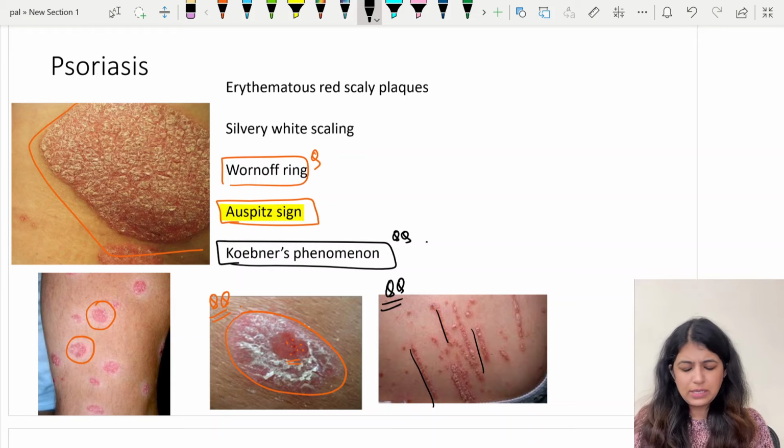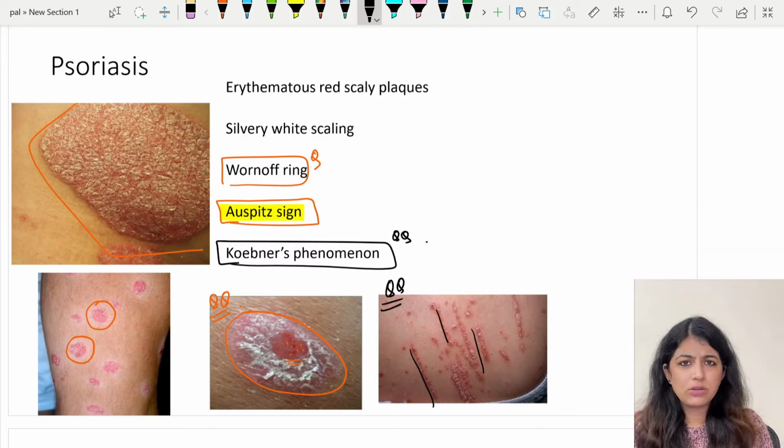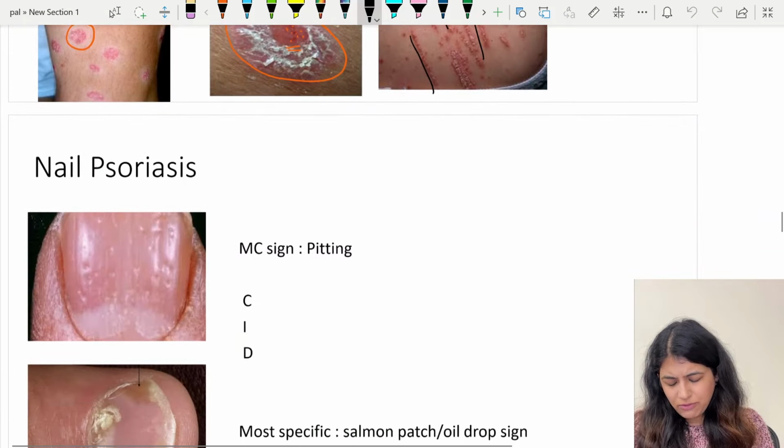So all these things, the typical lesion with silvery white scaling, the Woronoff ring, Auspitz sign, Koebner phenomenon, all of these are very important questions from psoriasis, and recently they have fallen a lot in love with psoriasis and lichen planus. In the last 4 papers, 3 papers have a question on these. Okay, so this is a very important topic again. All these images should be very clear to you.